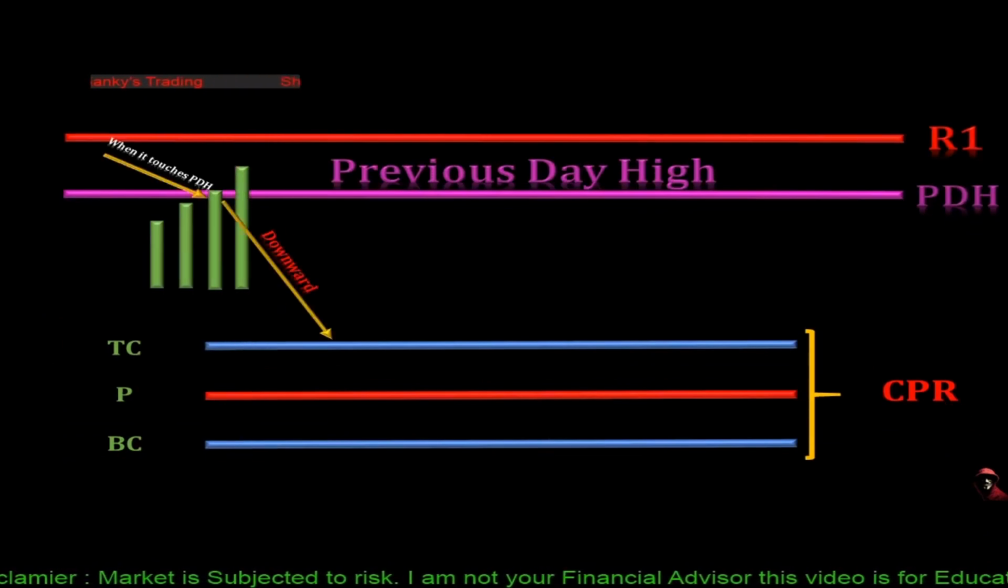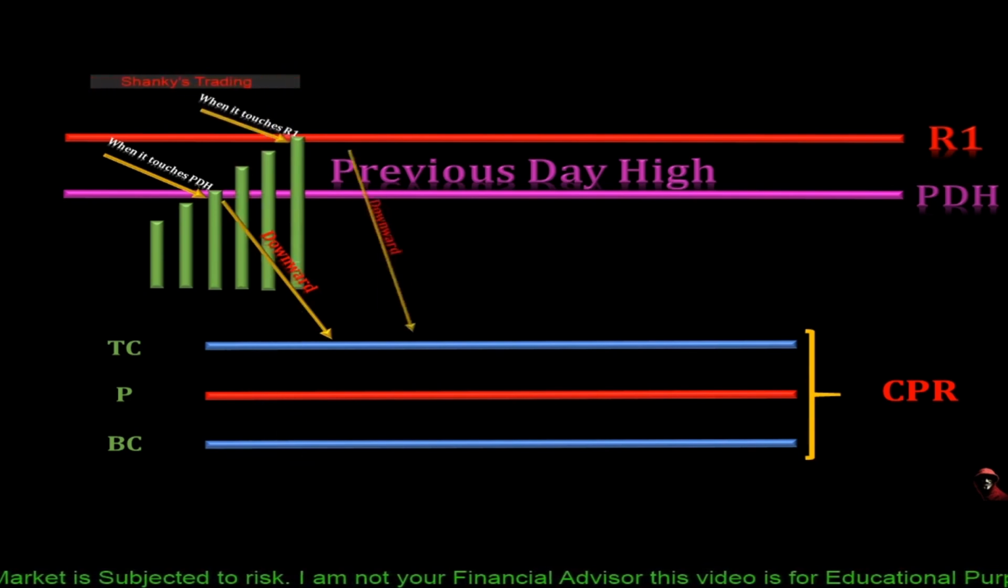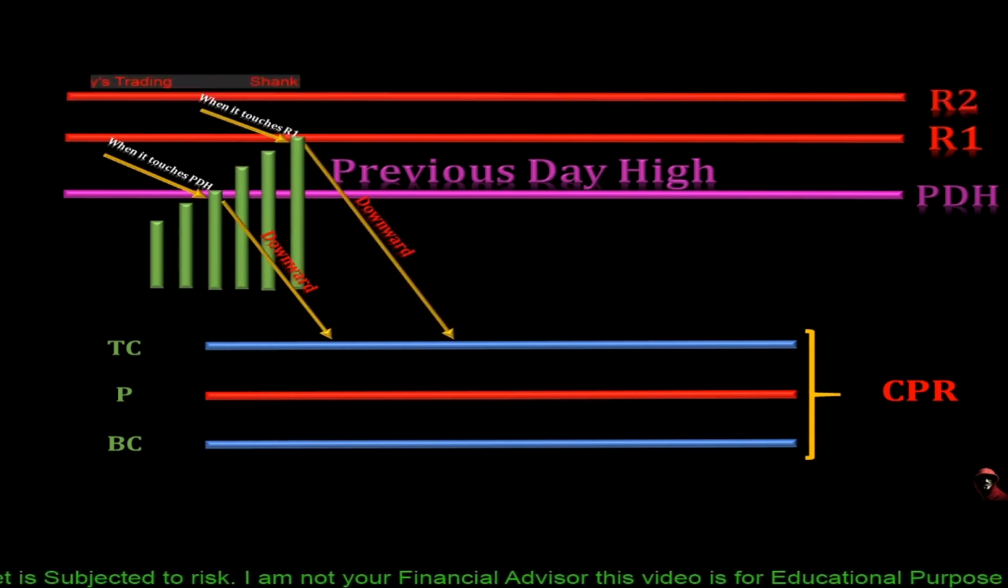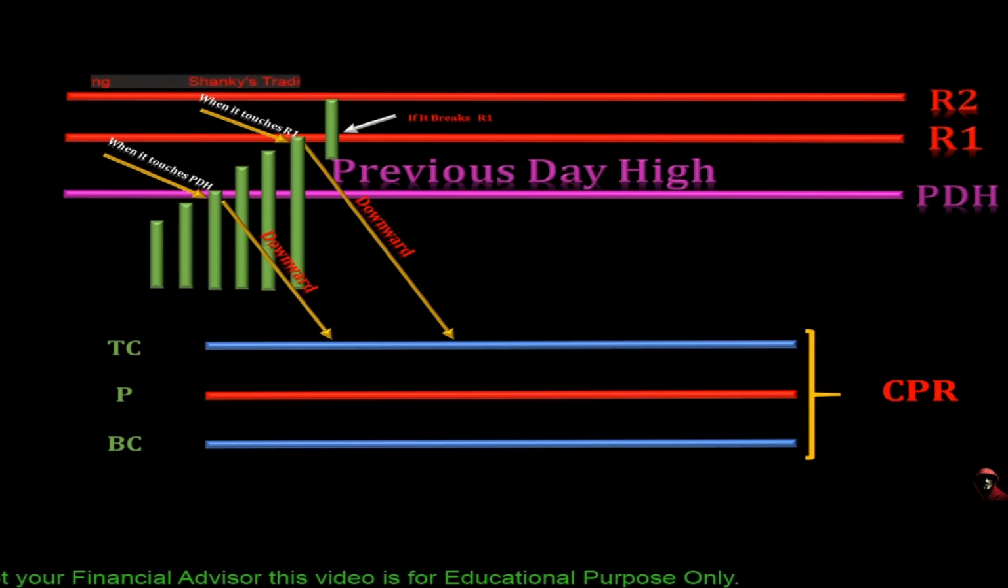Here is nothing, just an example which I am giving. If it breaks that, that's what I'm saying. It's very important to watch out. If it breaks R1, then yeah, definitely it will go to R2. So there are two conditions basically.